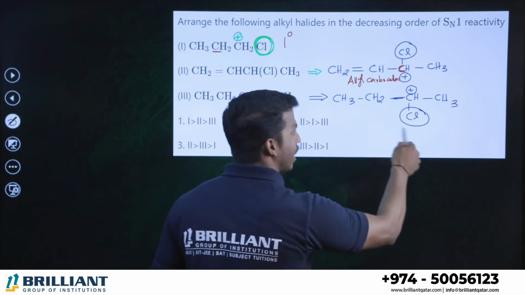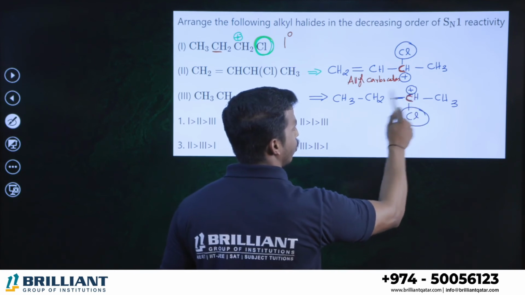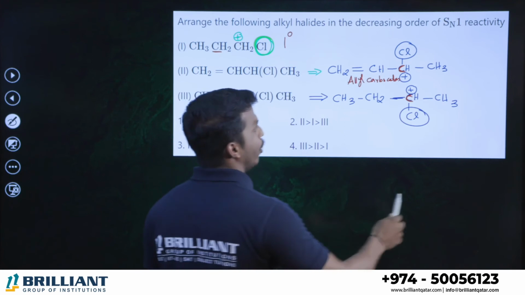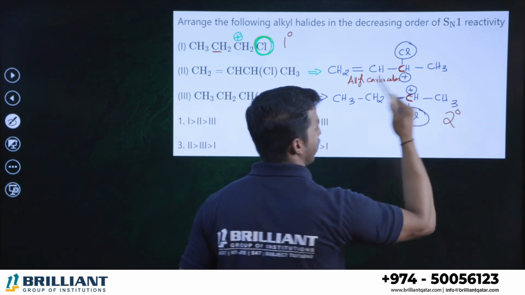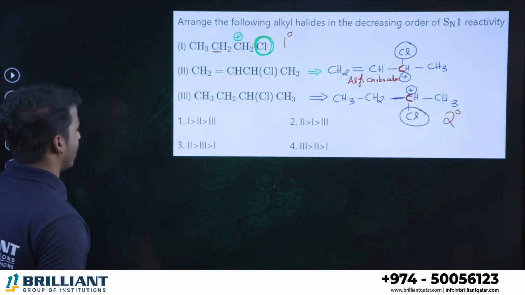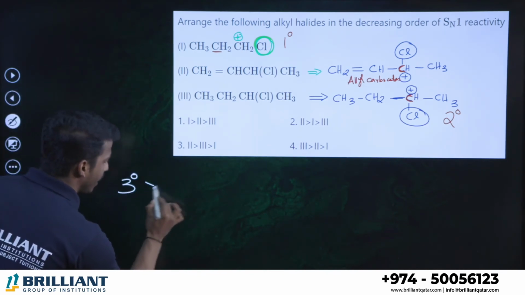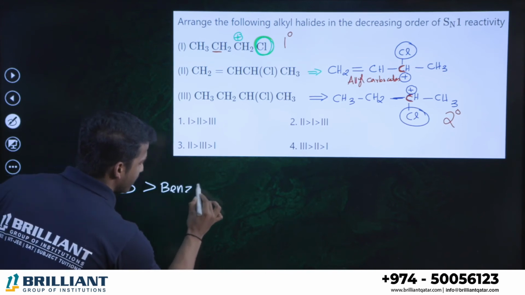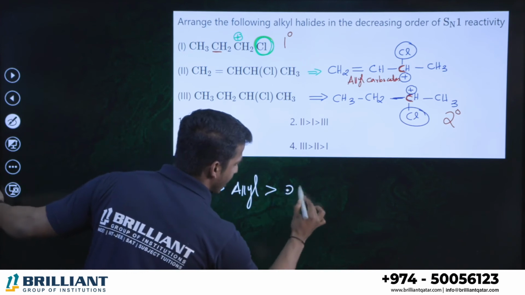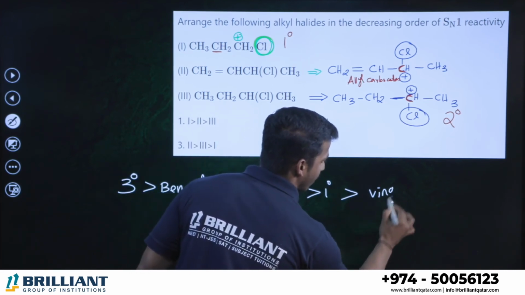What about the third case? If the halogen leaves, it forms a carbocation. This carbocation is directly connected to 2 carbons. Is there any nearby double bond to make it allyl or something? No, it is purely a secondary carbocation. Now you can go for the reactivity order. What we studied: which carbocation is more stable? Tertiary, benzyl, allyl, secondary, primary, and then vinyl.